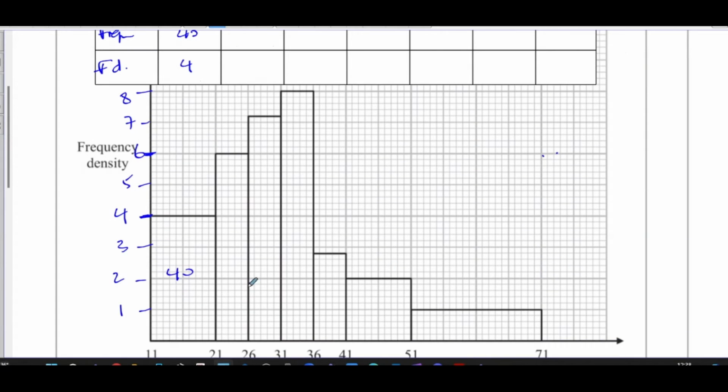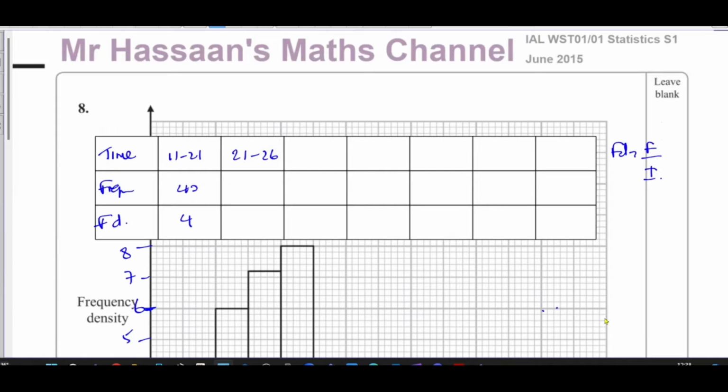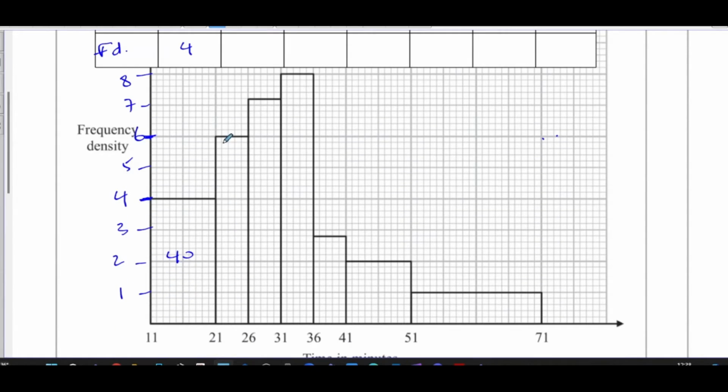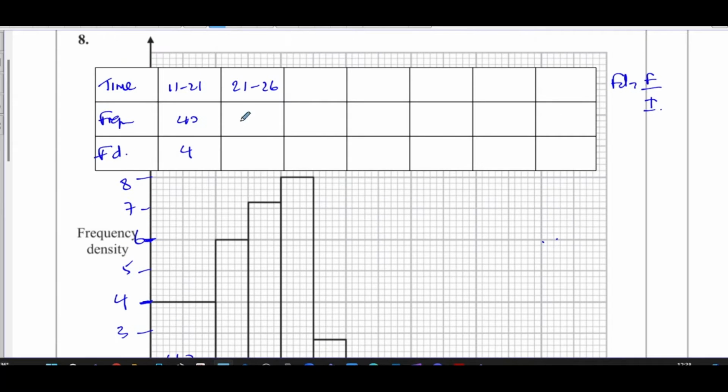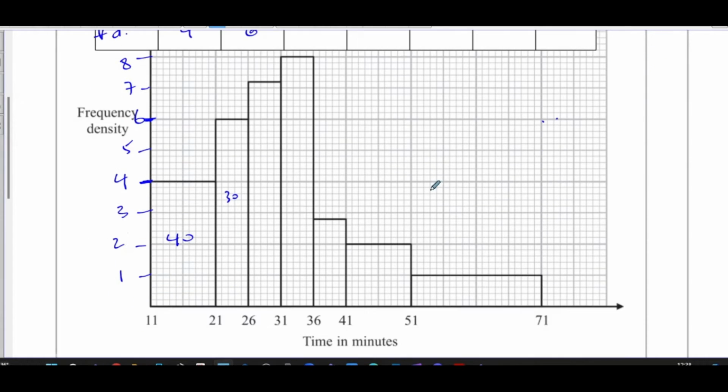So now I can work out for the second bar. This is from 21 to 26, which is a bar width of 5. And the frequency density for this second bar is up to 6. All right. So the frequency in this bar is going to be 6 times 5, which is 30. So I know that there's 40 in this group and there's 30 in that group. Okay, all together. Right. And I can do the same for the rest of them.